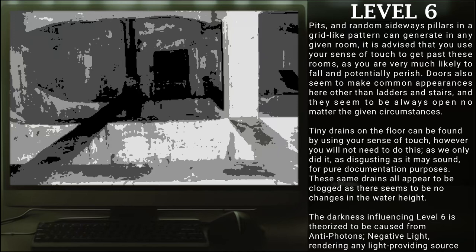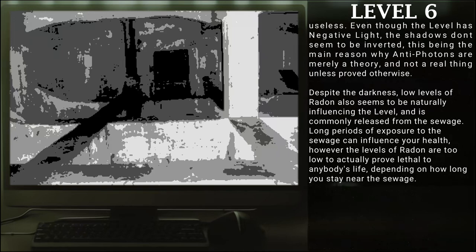water height. The darkness influencing level 6 is theorized to be caused from anti-photons, negative light rendering any light providing source useless. Even though the level has negative light, the shadows don't seem to be inverted, this being the main reason why anti-photons are merely a theory and not a real thing unless proved otherwise.